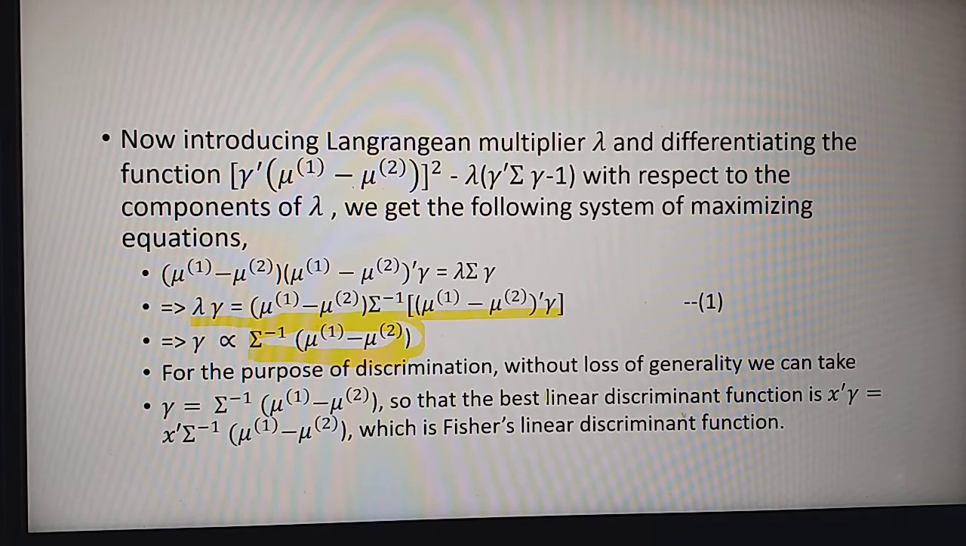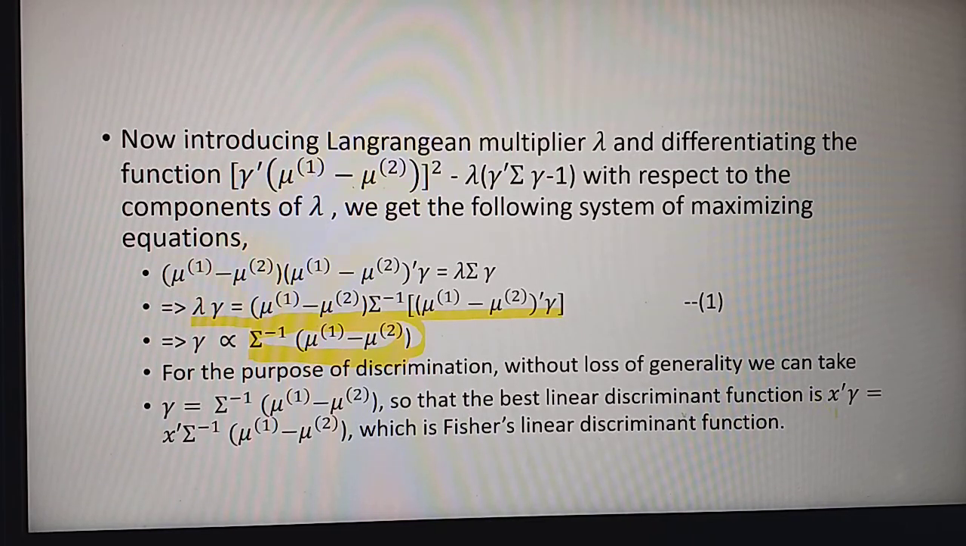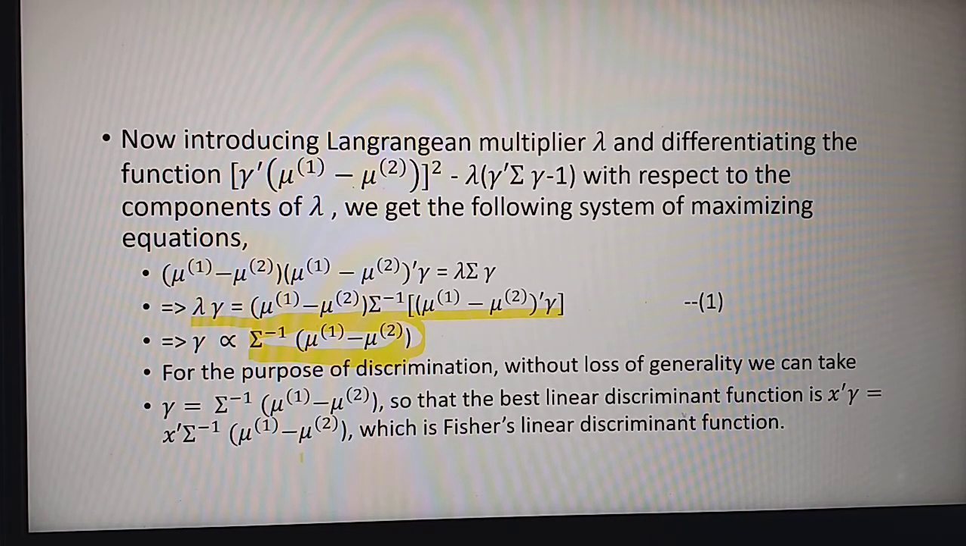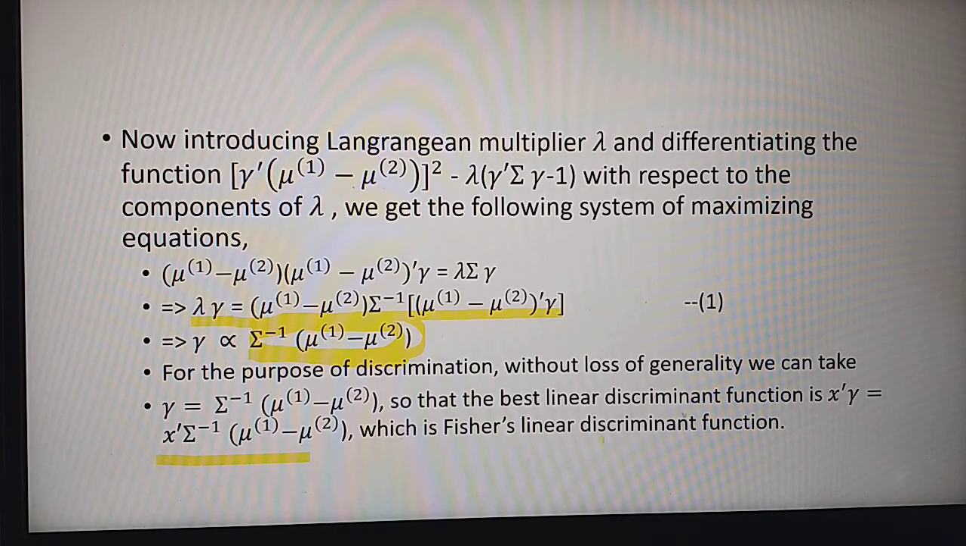So the best linear discriminant function is x prime gamma = x prime sigma inverse (mu1 minus mu2), which is nothing but Fisher's linear discriminant function.